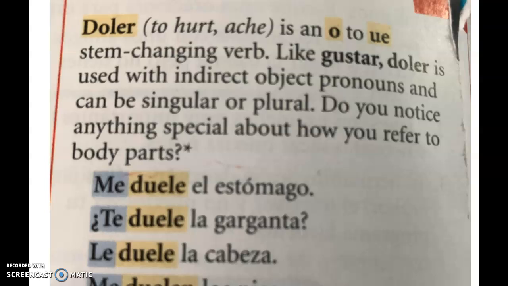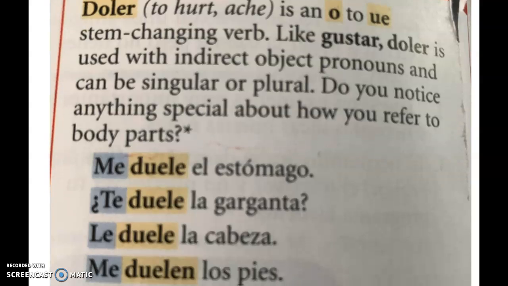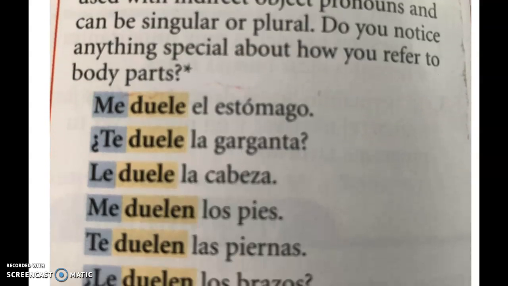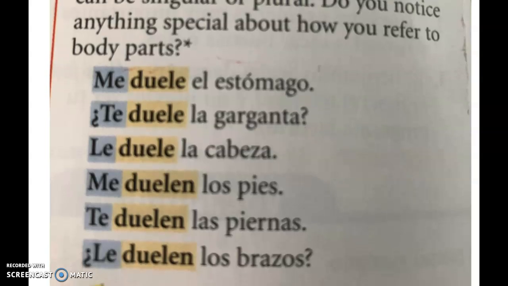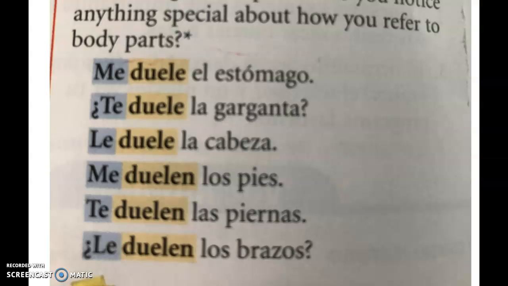All right, let's talk about doler. So doler means to hurt or to ache, and it's like gustar in the fact that you're going to use it with indirect object pronouns, and then it's going to have just the two forms. And in that case, because it is a stem changer, those two forms are duele and duelen. Okay, so here we're going to look at how we would use both the indirect object pronouns and the two forms duele and duelen.